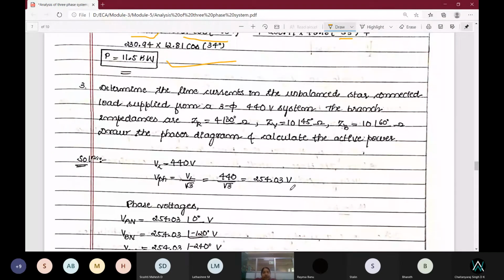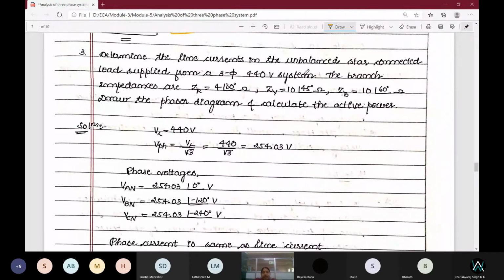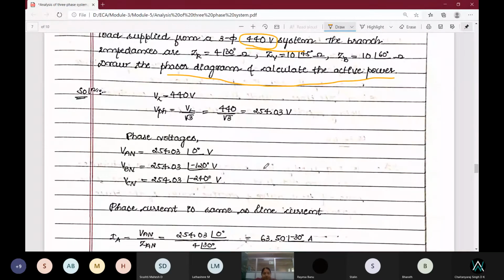Next, determine the line current in the unbalanced star connected load supplied from a three-phase 440 V system. The branch impedances they have given. Draw the phasor diagram and calculate the active power. Same thing; the only difference is it is 440 V. Go with the same steps.